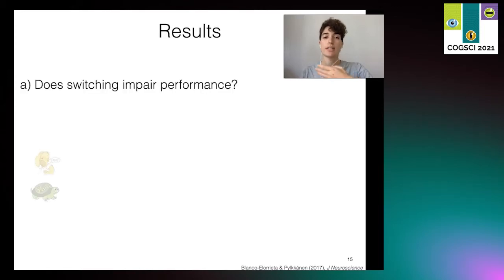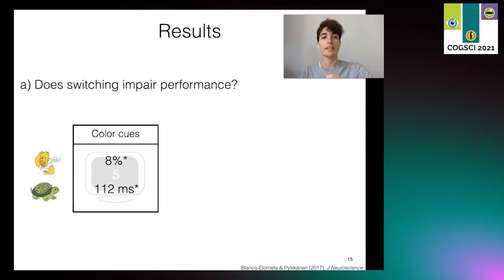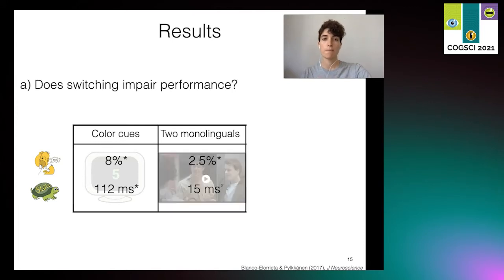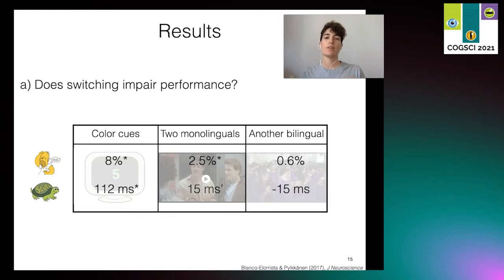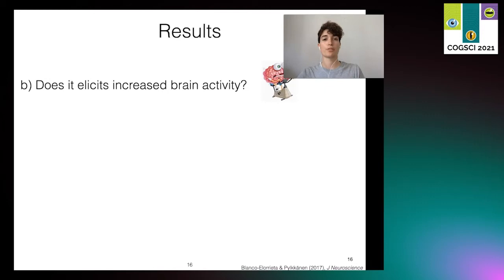And what I found was that behaviorally, I replicated previous results, and in fact, people were significantly more error-prone and significantly slower if they were switching languages when they were following color cues. There was still a cost associated with switching, but it wasn't quite as significant when people were talking to two monolingual individuals. And when a bilingual was communicating with another bilingual, there was no behavioral cost associated with switching languages. And these results were actually also mirrored in our brain data that I collected with MEG.